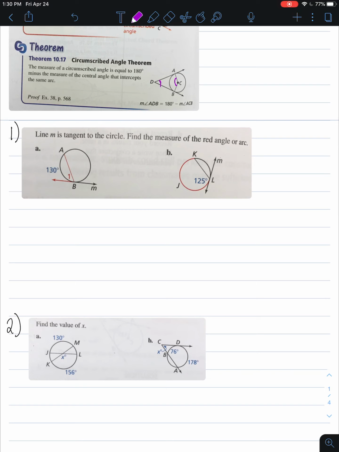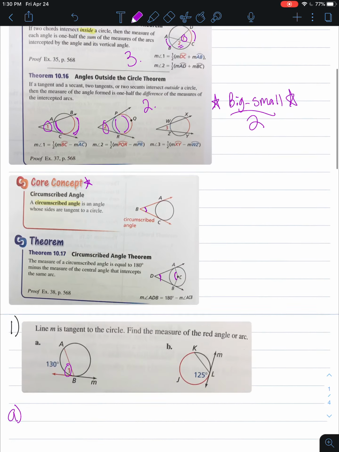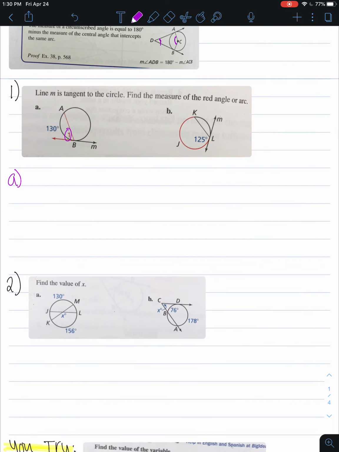Looking at number 1, we'll start to work some of these examples. It says line M is tangent to the circle. Find the measure of the red angle or arc. Here for A, angle 1 is right here. We can use the first theorem, the tangent and intersected chord theorem, which says angle 1 is equal to 130 degrees divided by 2. 130 degrees divided by 2 gives us 65 degrees. So angle 1 is 65 degrees.